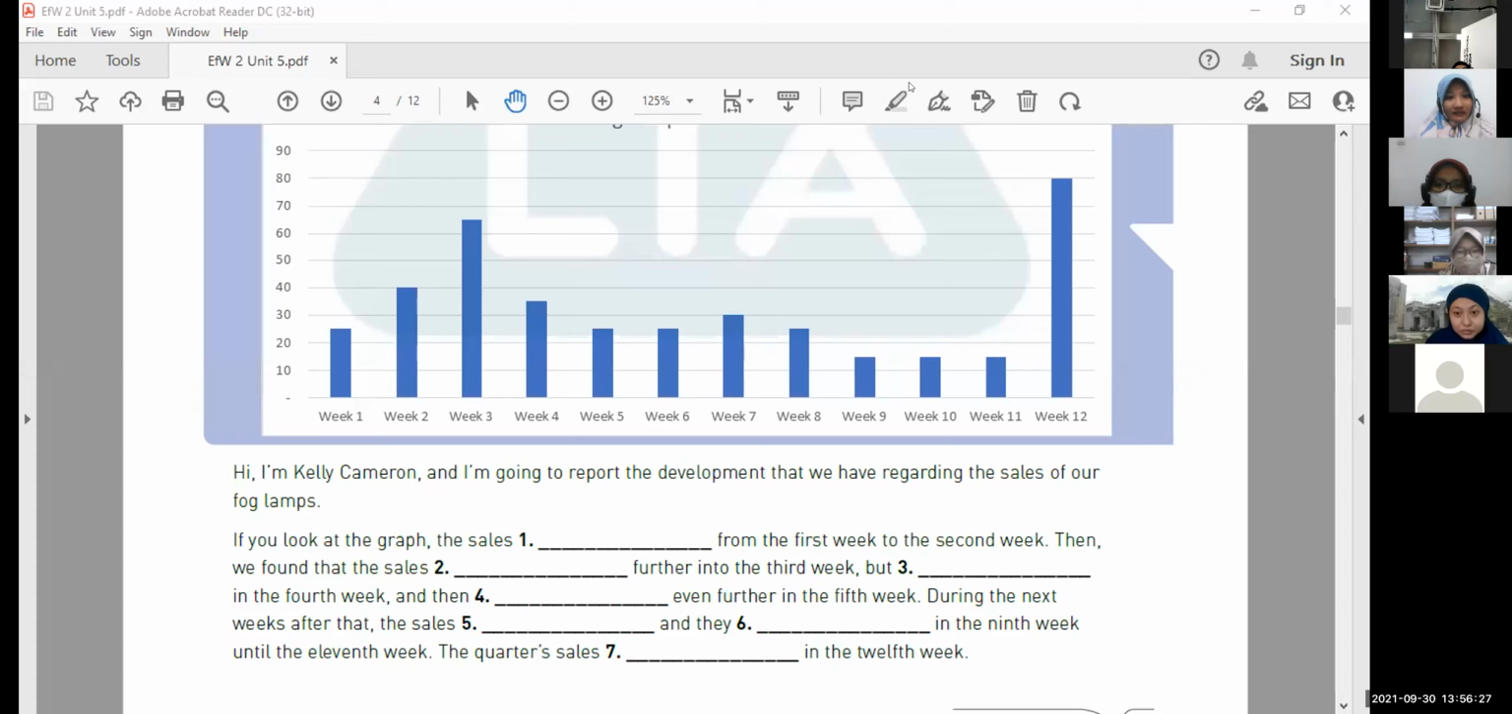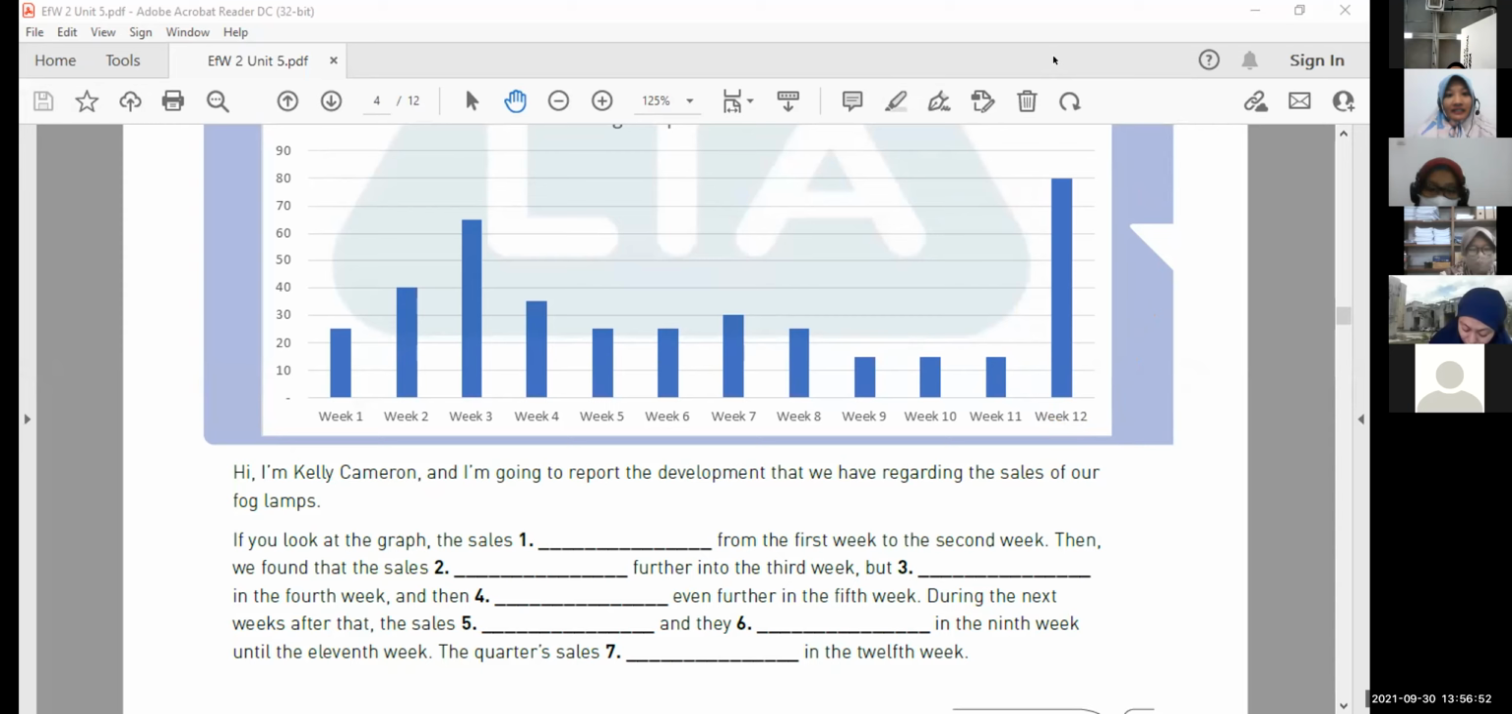So did you get it all correct there? Number 7 reach a peak, and number 6 went steadily constant. Number 5 fluctuated. Number 4 and number 3 fell or dropped. Number 1 and 2 increased or rose. Okay. All right. Thank you so much, everyone.